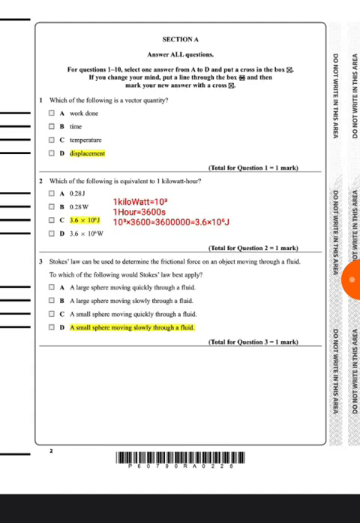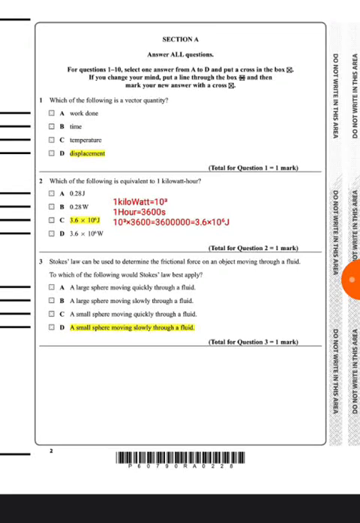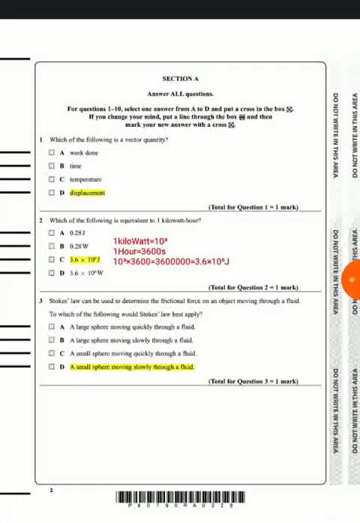Question number 3. Stokes' law can be used to determine the frictional forces on an object moving through a fluid. To which of the following would Stokes' law best apply? This is a question related to theory. When it comes to Stokes' law, it should be a small sphere moving at constant velocity. Those are the conditions for Stokes' law. Therefore, D is the answer: small sphere moving slowly through a fluid. If a small sphere is moving quickly through a fluid, it cannot have a constant velocity, but if it is moving slowly, then it can have a constant velocity. Therefore, D is the answer.